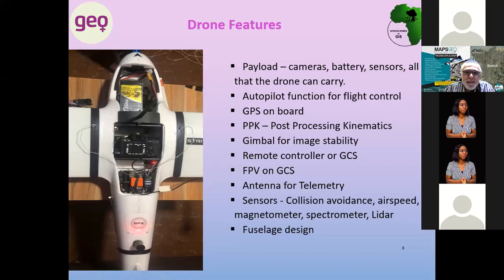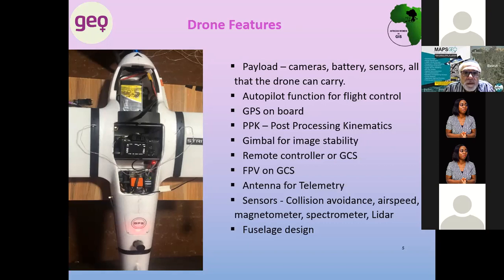I had started earlier and introduced myself. I'm sure my slides will be shared by the organizers so you can get more information. Moving on, I'm going to continue with drone features. A drone basically has a payload, including cameras and batteries, that is, everything the drone can carry. It usually has autopilots for flight control. There's usually a GPS on board. There's PPK for those of us that are surveyors and GIS experts.